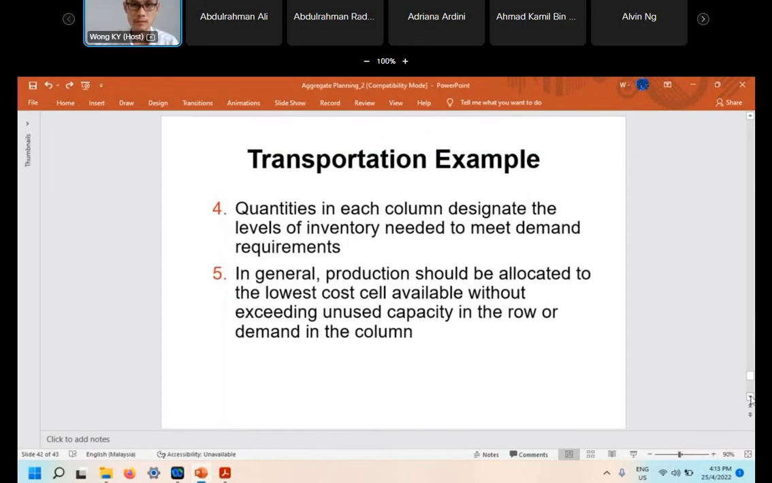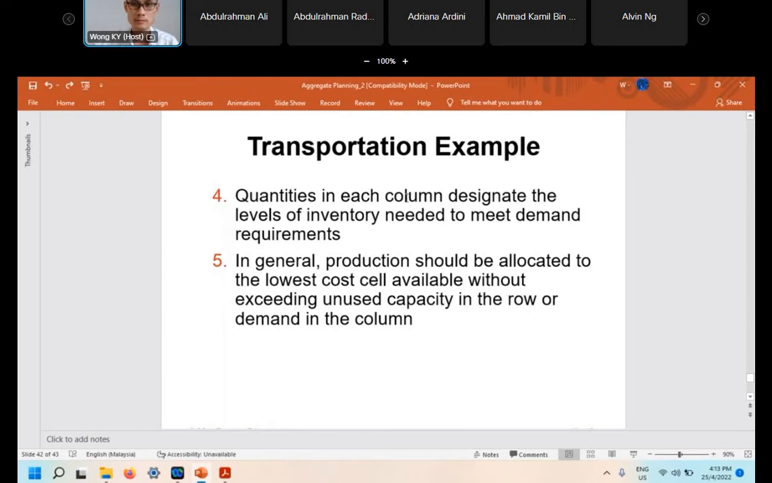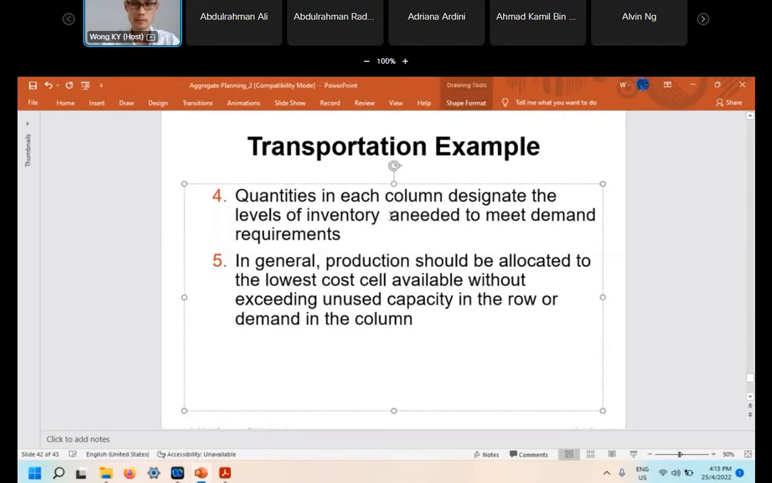And next, it says that quantities in each column in the table designate the levels of inventories or production quantities. Production quantity, missing, and production quantity. I think my computer is slow. Okay, I won't type, so you just take note.